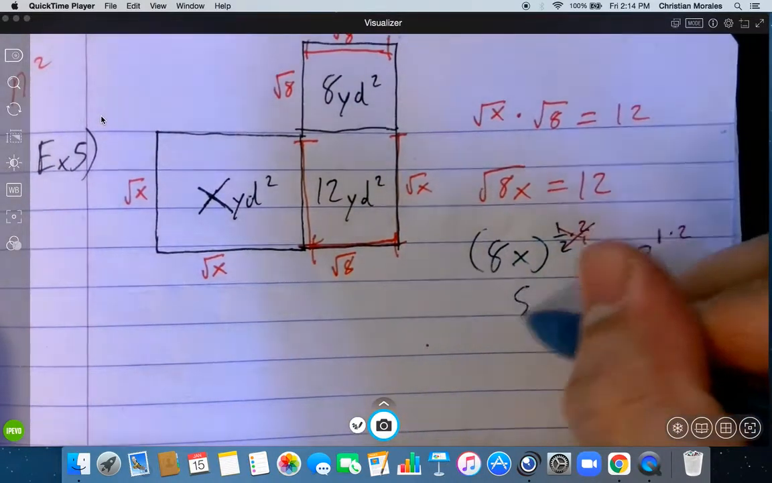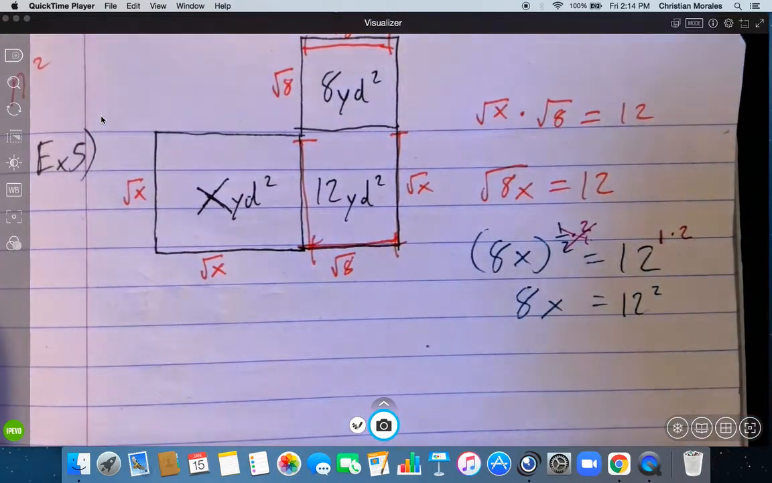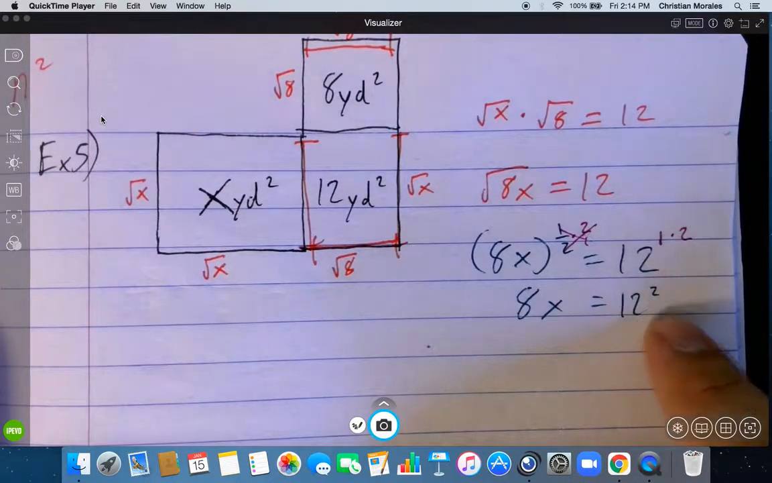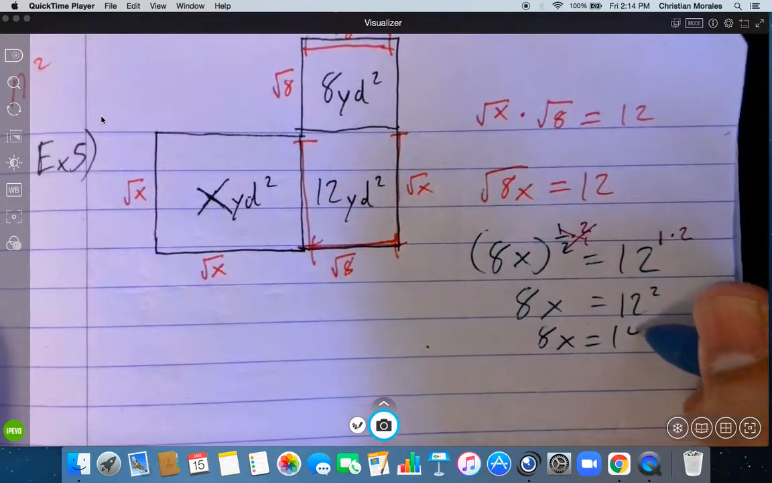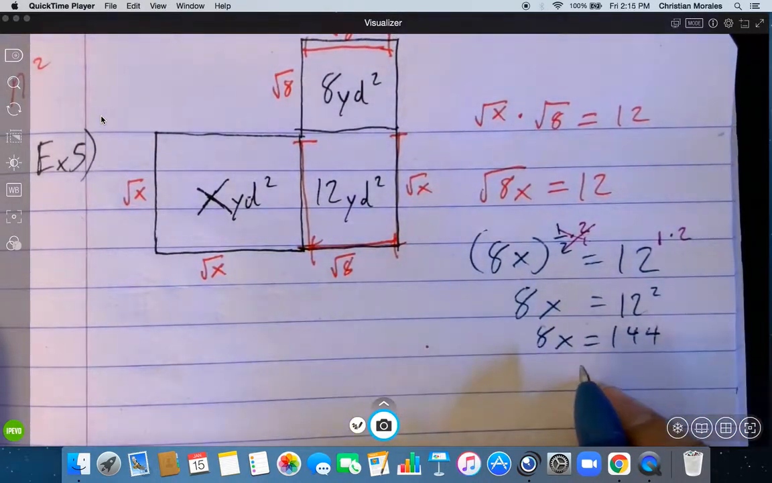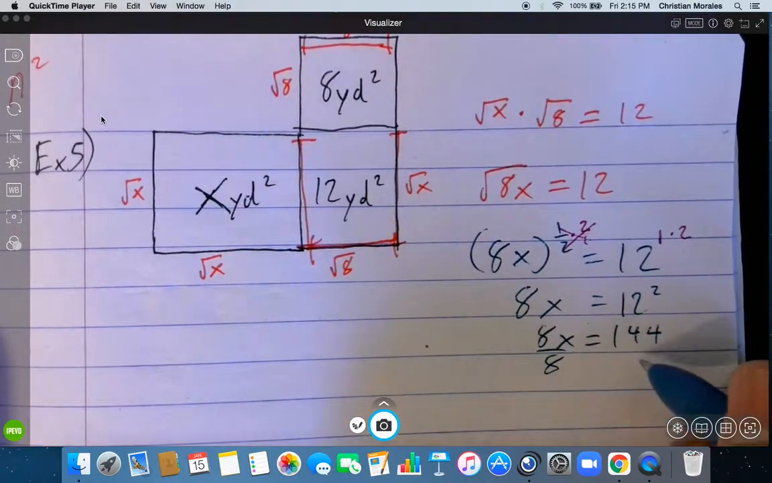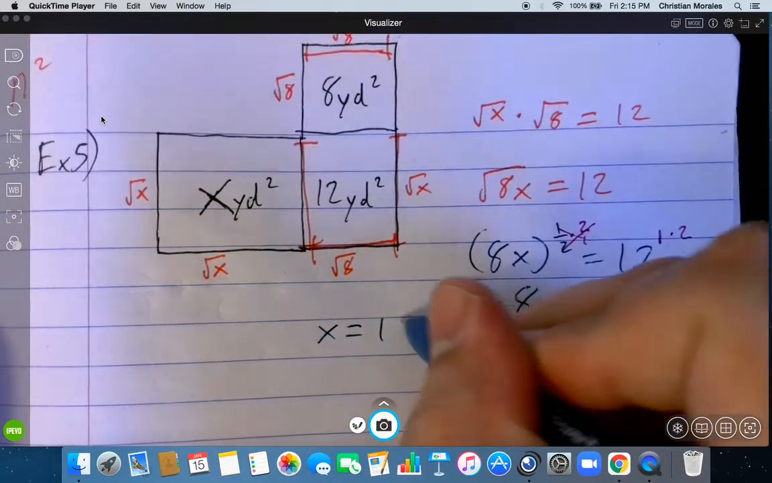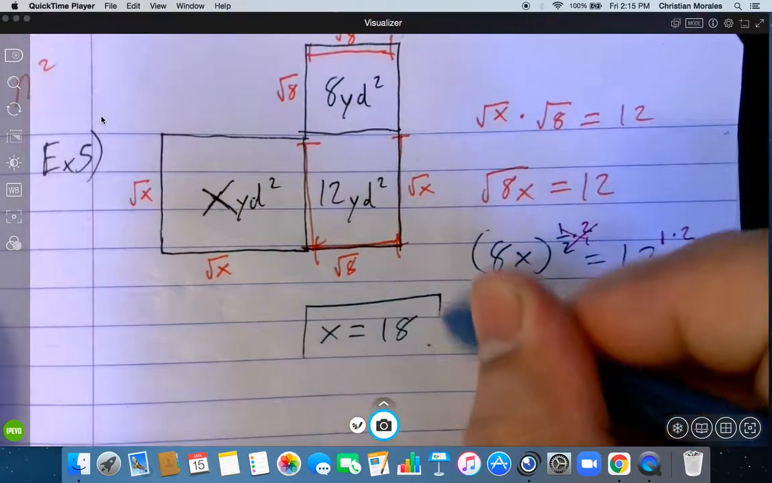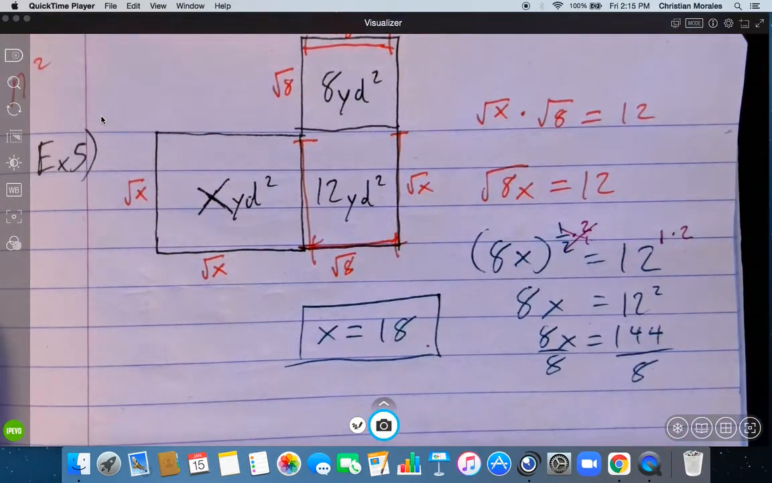You're left with 8x. Okay, well, 12 to the second power is 12 times 12. That would be 144. To solve for x, you're going to divide by 8. X equals 18. 144 divided by 8.